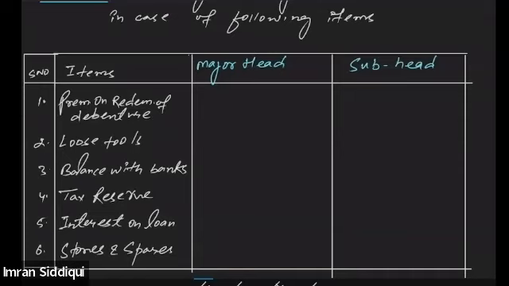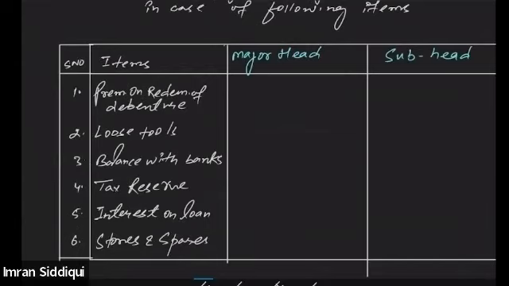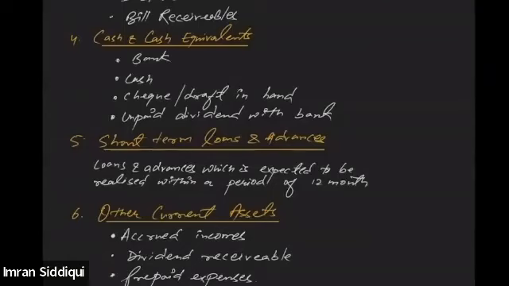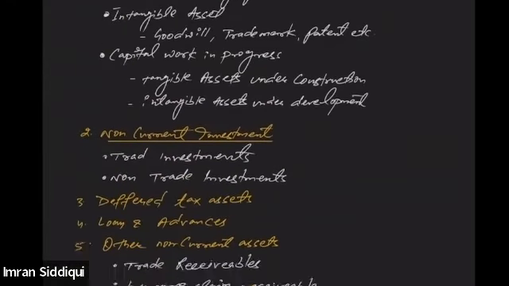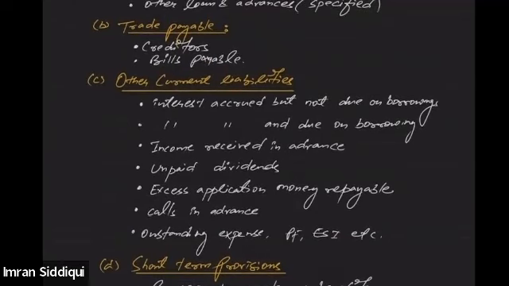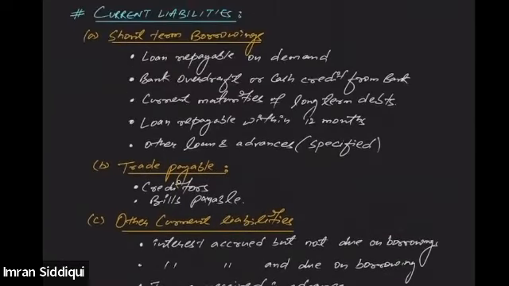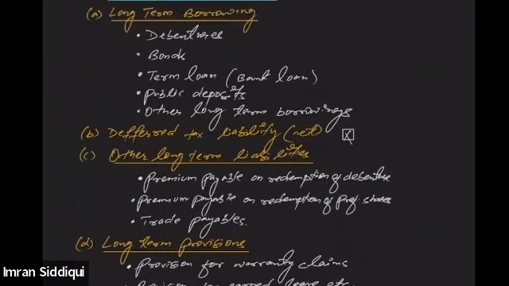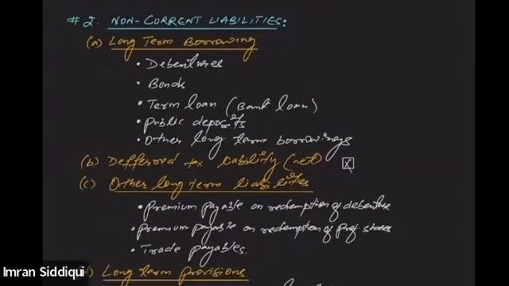All right, everyone, I hope this is visible and clear to all of you. Guys, what you need to do is identify these different items. You need to identify under which head these items will fall and in what category. Starting with the first item, can any one of you please tell me under which head premium on redemption of debenture falls? Anyone? Premium on redemption of debenture falls under the head of non-current liability.